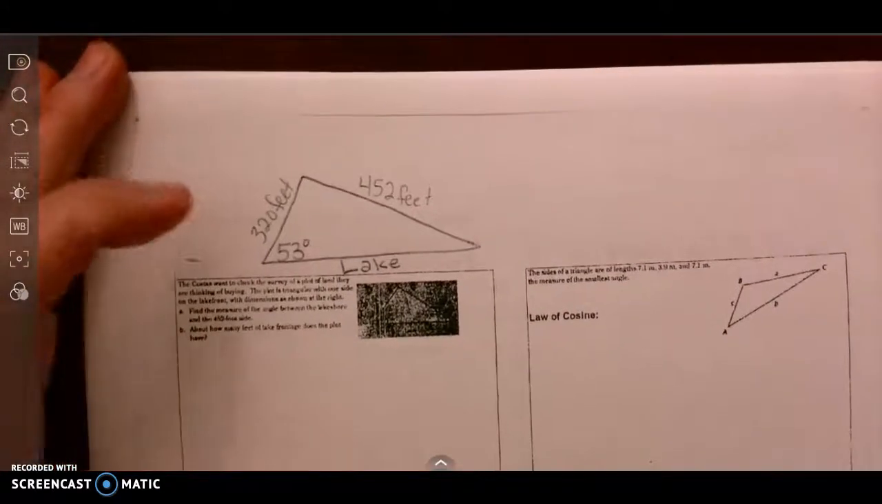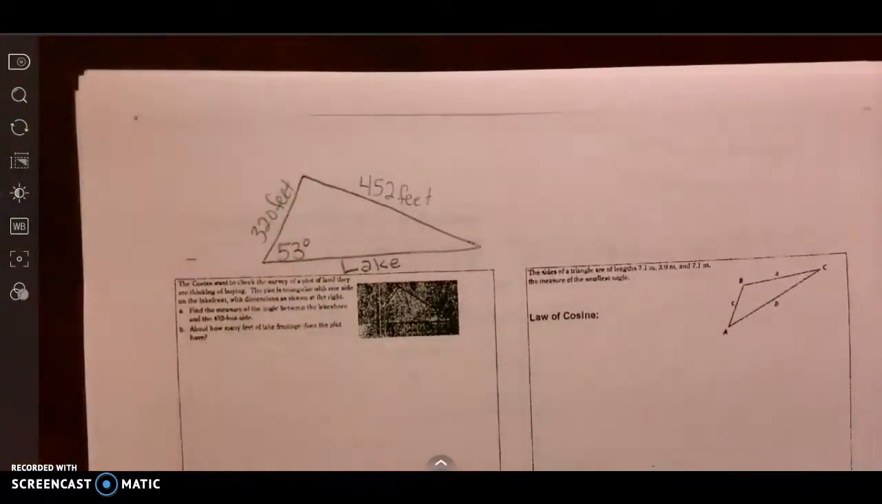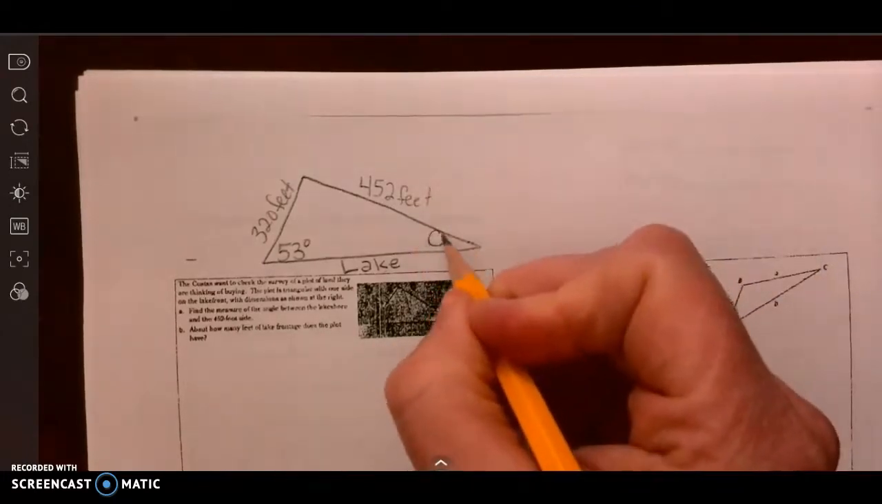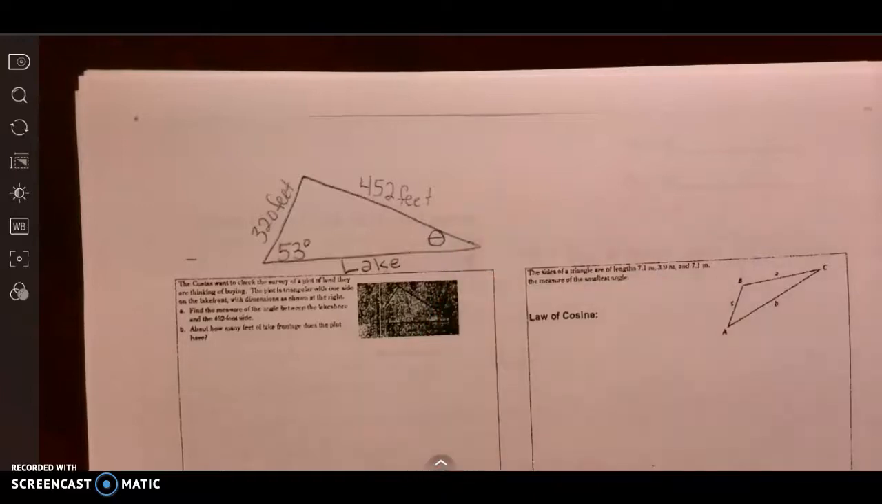The picture was too dark, so I had redrawn it here for you. It says that the Costas want to check the survey of a plot of land that they are thinking of buying. The plot is triangular with one side on the lakefront, which is right there, with dimensions as shown at the right. Well, it's above. Find the measure of the angle between the lake shore and the 452 foot side. So we want to find this angle here is what we're looking for.